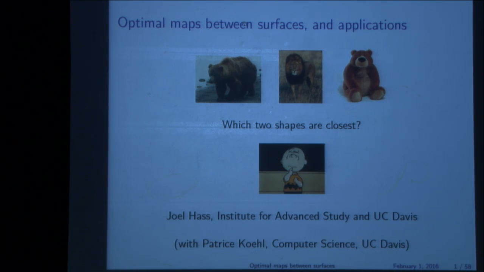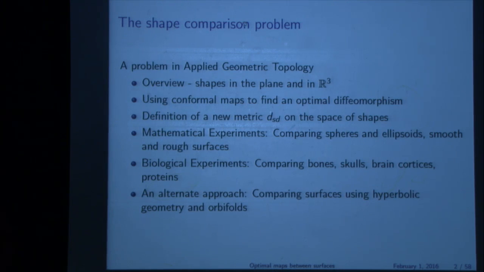So this captures the basic idea of the question I'm looking at, which is you have these different surfaces, which you can think of as Riemannian surfaces or as surfaces embedded in 3-space if you prefer. And the question is, can you try and somehow measure how close some pair are? I think of this as a problem in applied geometric topology.